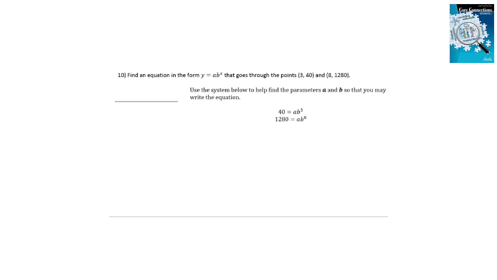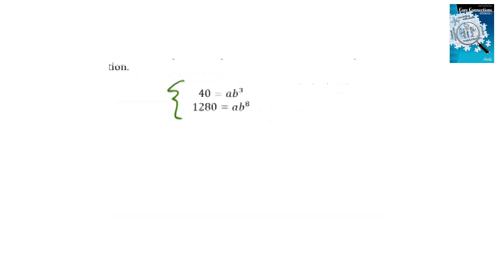Find an equation of the form y equals a times b to the x that goes through these two given points. And I've set this up for you. I say below, use the system below to help find the parameters a and b. Remember, a is the 0th term and b is our common ratio, or our multiplier, so that you may write the equation, right? So I need to write an equation in this form, and to do that, I just need to figure out what a and b is, and this system of equations is going to help me do exactly that.